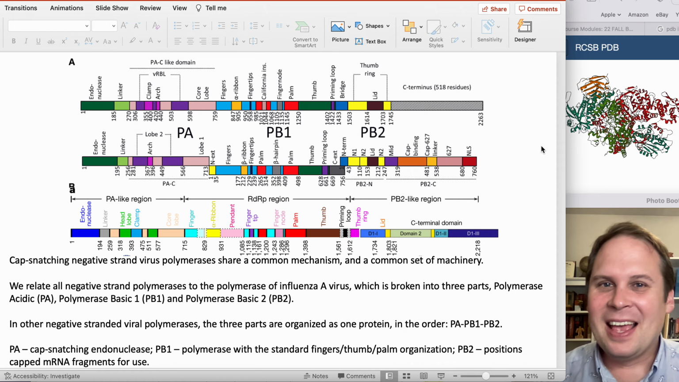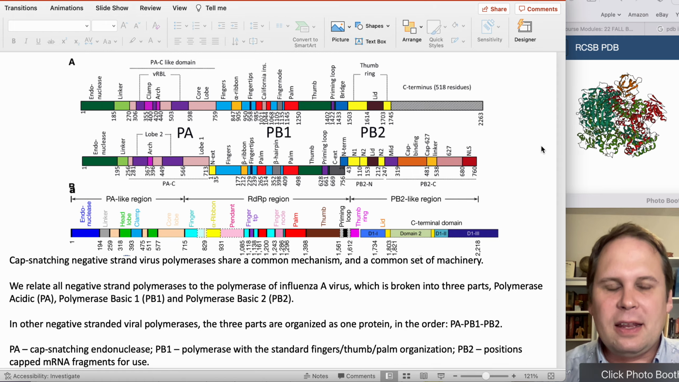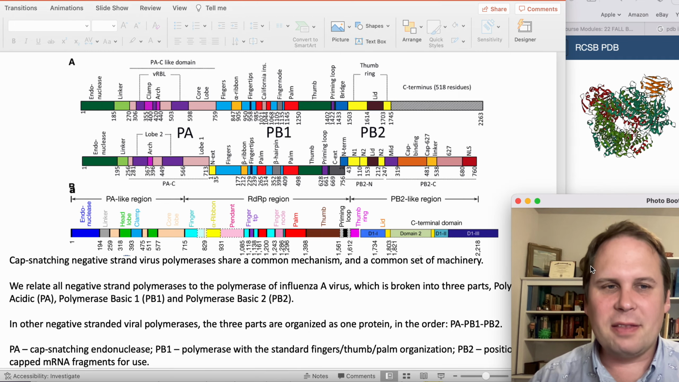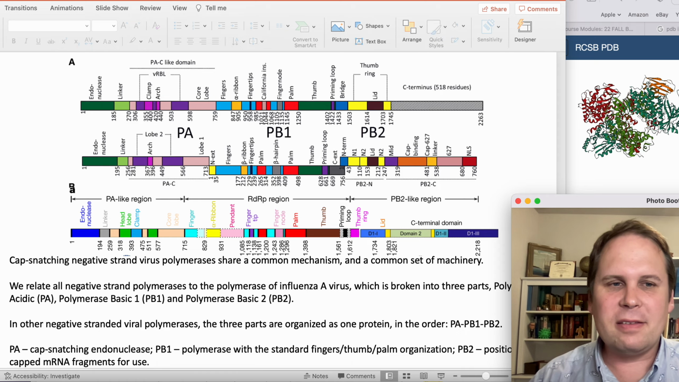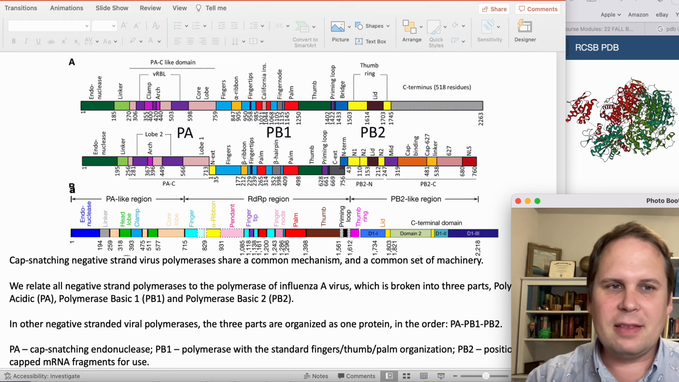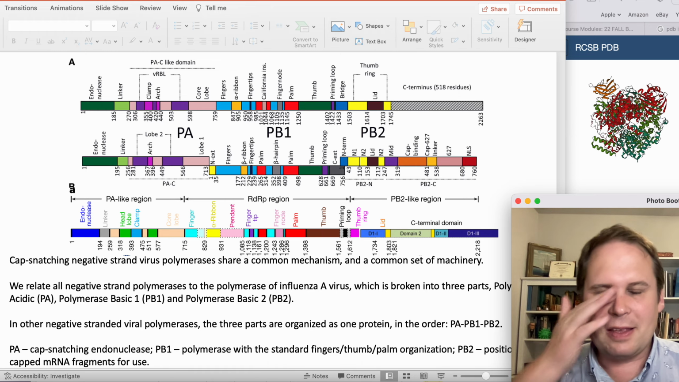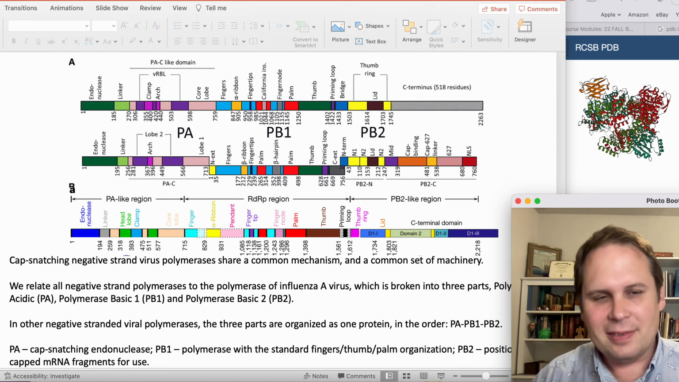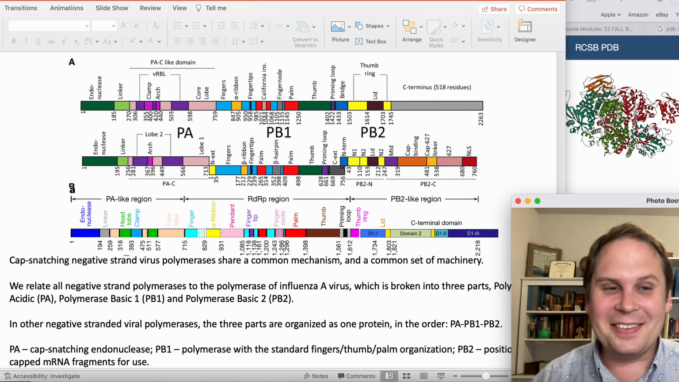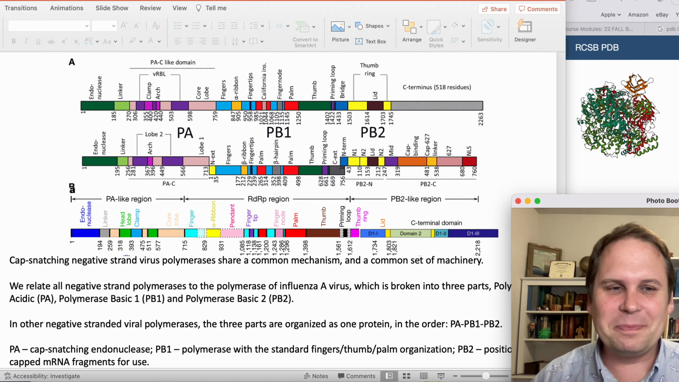I don't know. Negative strand virus polymerases are related to each other, and those related polymerases are similar in structure. And they do similar things. And some of them are real similar, even though they don't seem like they should be at first. So let's get into it. We've got 5 slides in this entire deck to get through. I think you can do it. You can definitely do it.